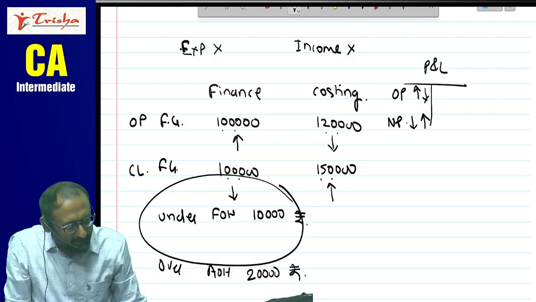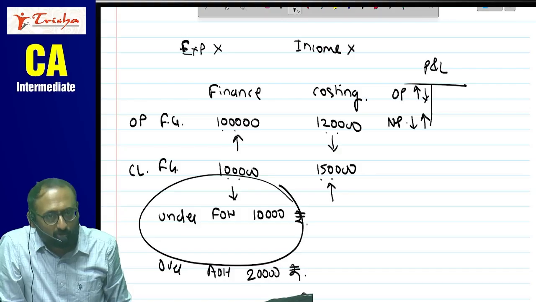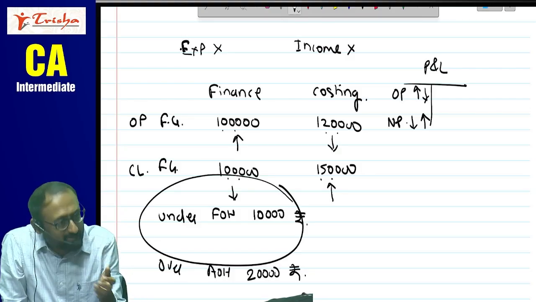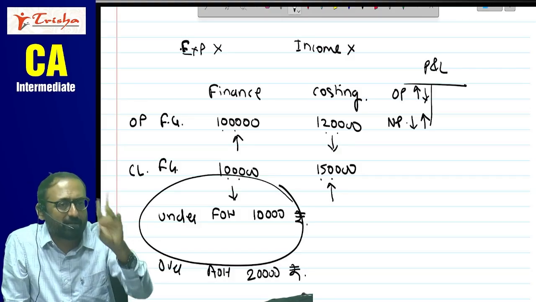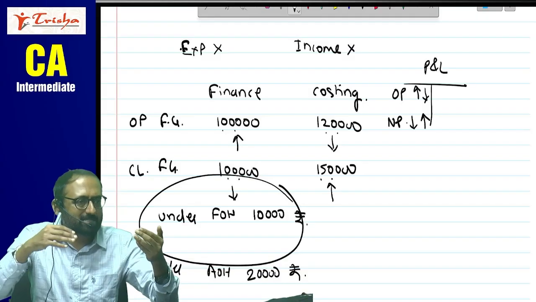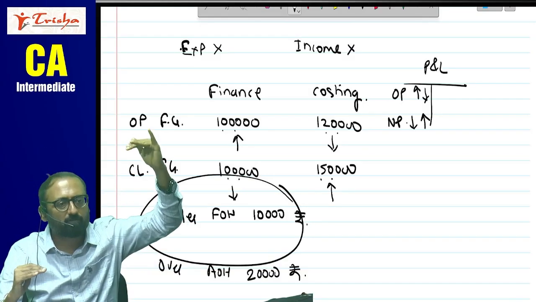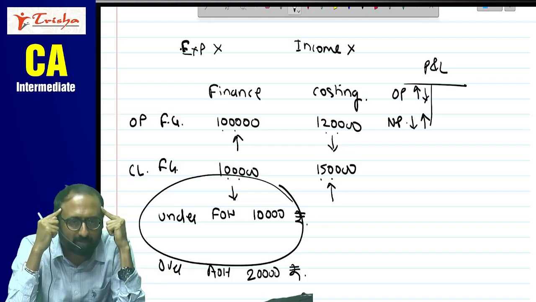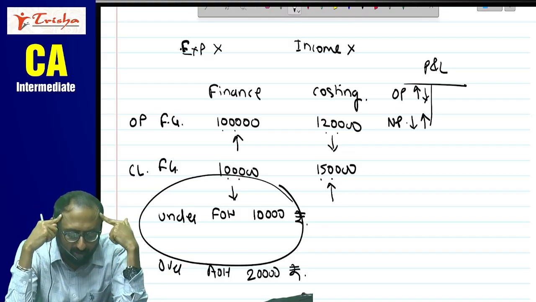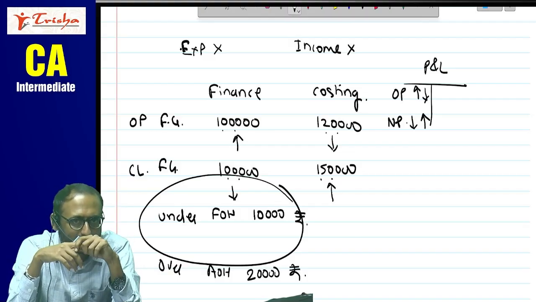Sir, what do you mean by over absorption? Over absorption means in costing, extra expenses are taken, say by 20,000. If your expenses are more in costing, profit under costing will be less, and financial profit will be more. So remember, Sirji, what I told you about under absorption and over absorption.